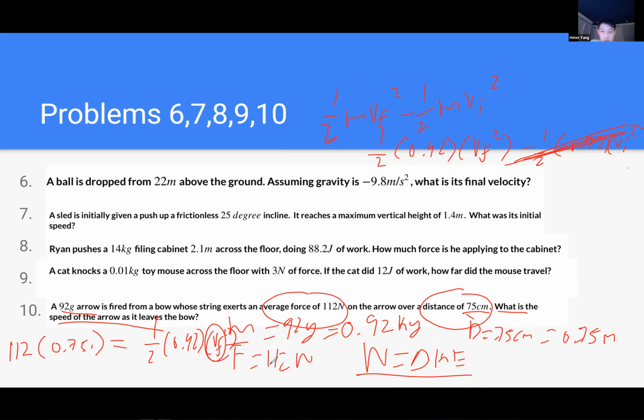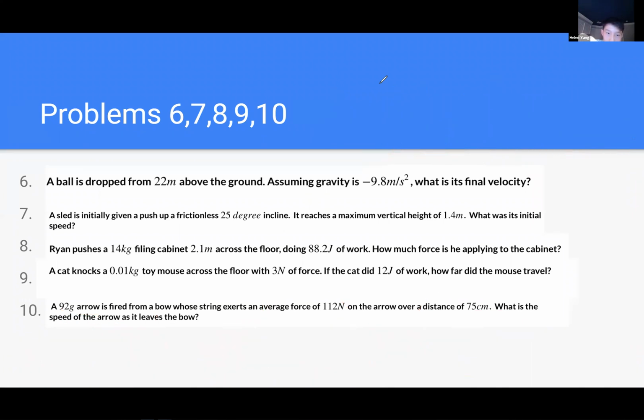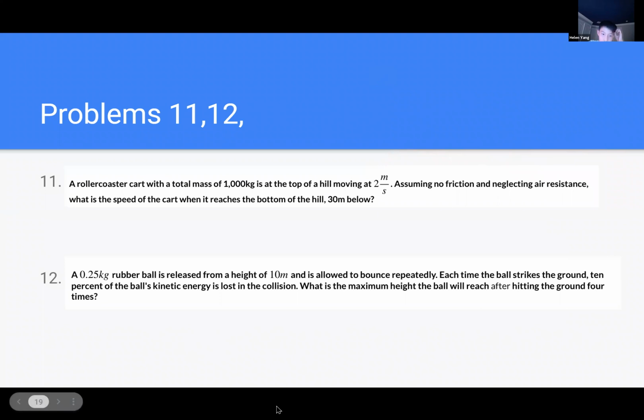Does everyone understand? Okay. So you can work on questions 11 and 12.